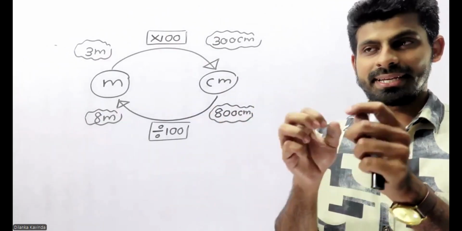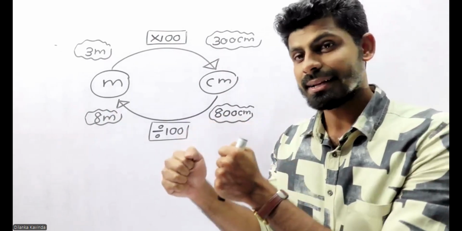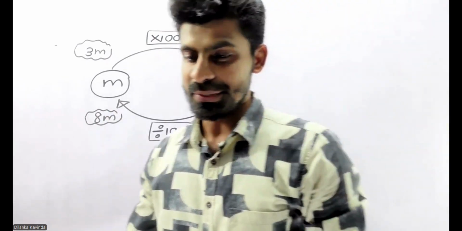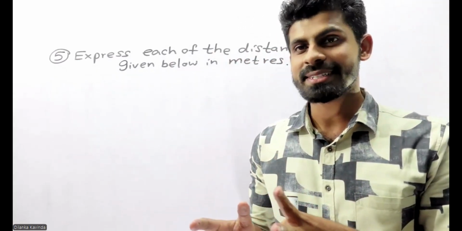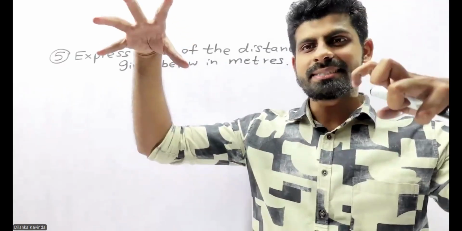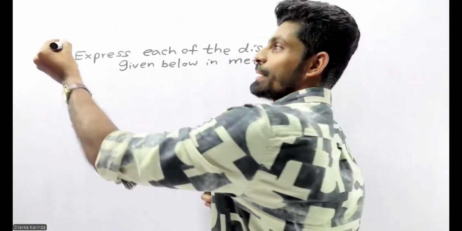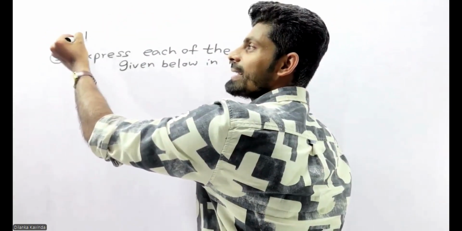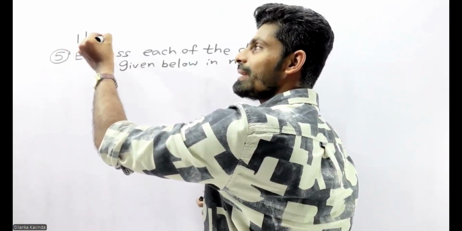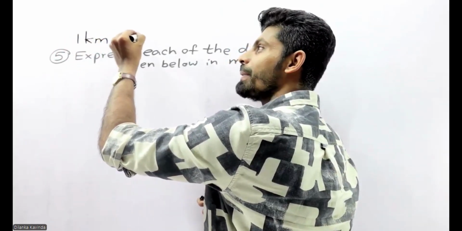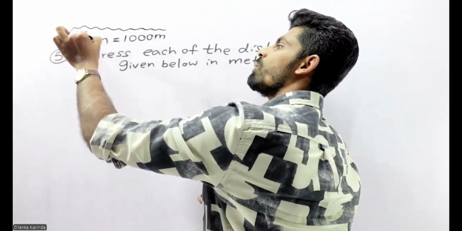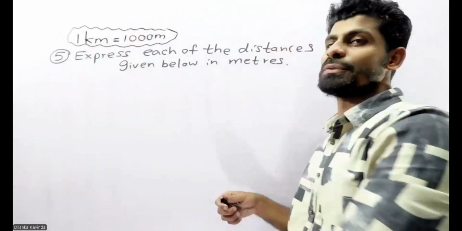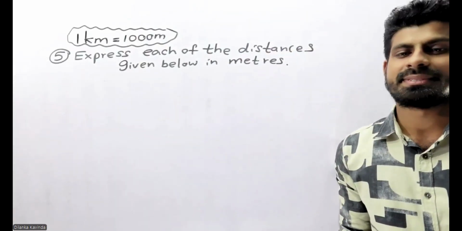What is the last part? Kilometers and meters. This is the last relationship of the lesson. Meters, kilometers. Look at this one. 1 kilometer equals how many meters? 1,000 meters. 1 kilometer equals 1,000 meters.